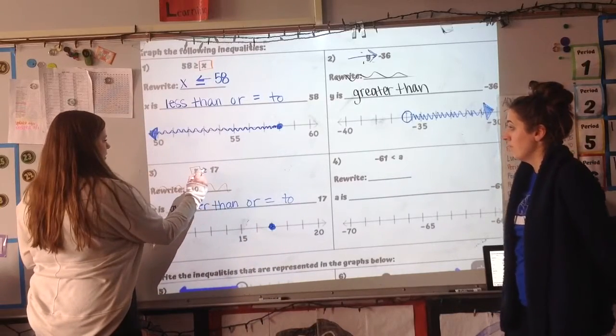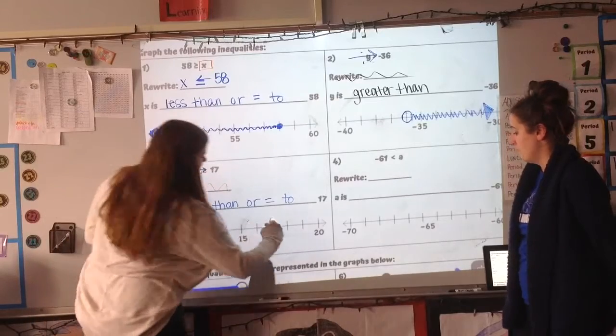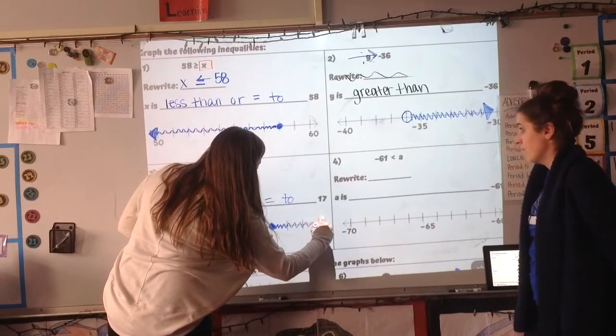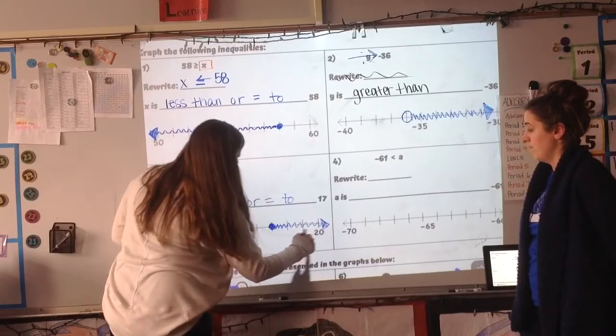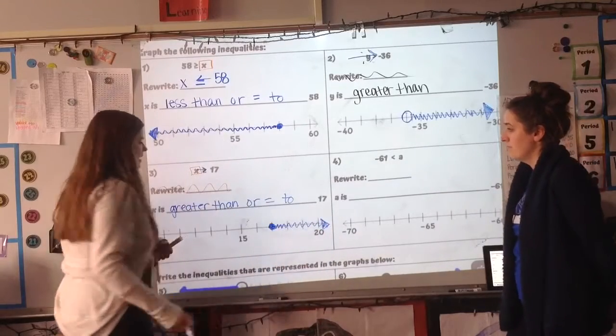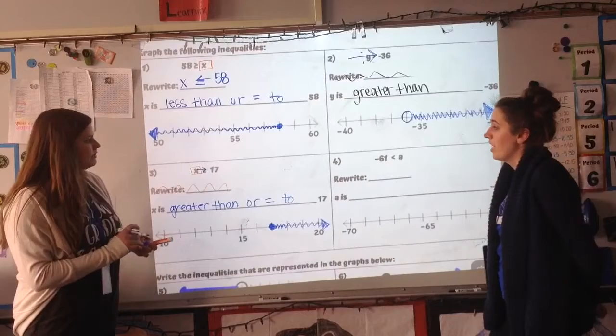If this was an arrow, it would be pointing to the right. So I am going to shade to the right. So any of these solutions that are equal to or greater than 17 are possible solutions. Getting really good at this.